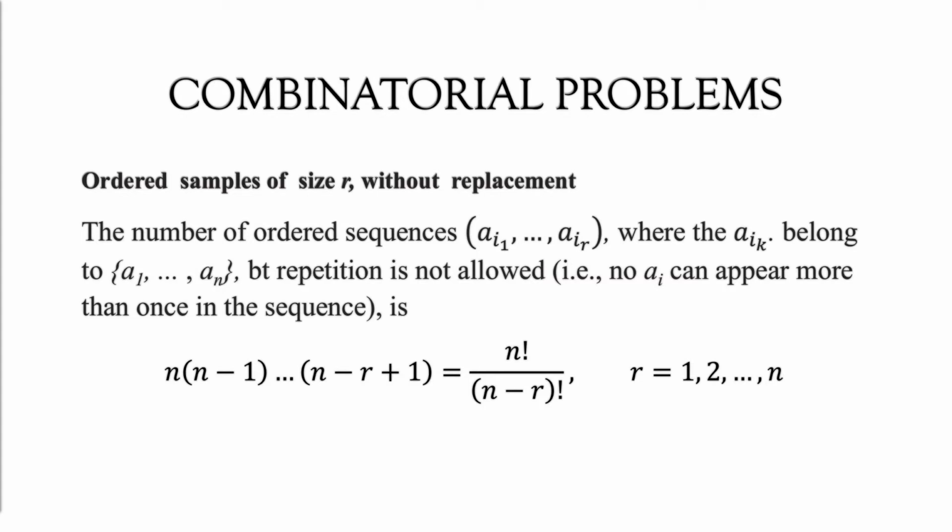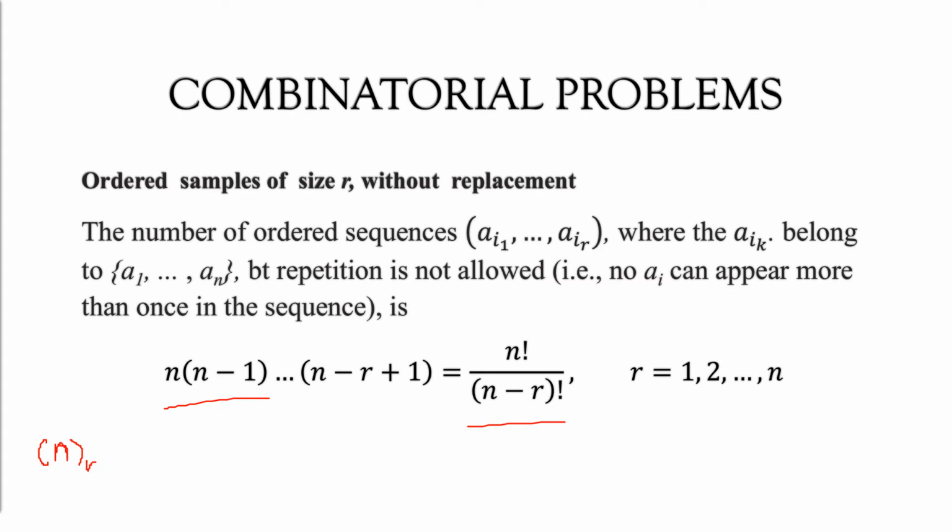The formula is this one. This is called the number of permutations of r objects out of n, which you may have seen in our college days. So this is a permutation of r objects out of n.